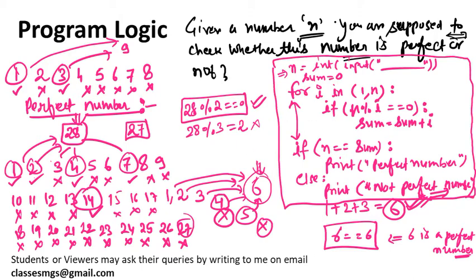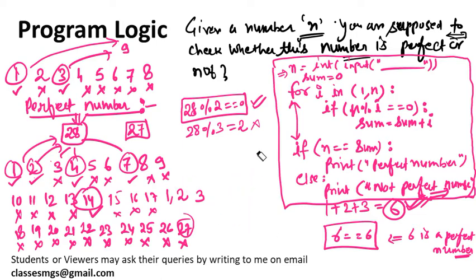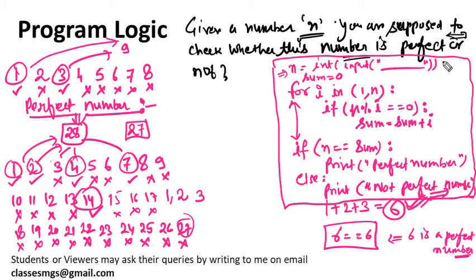So let's dry run with the value 6, whether it is returning the number 6 as a perfect number or not, and then we will try some number that is not perfect, and we will check our program. Let's suppose the user has entered the value 6 here, so the n value will become 6.